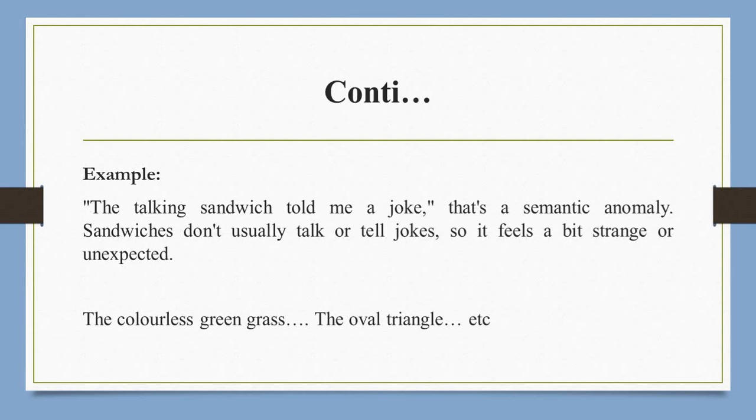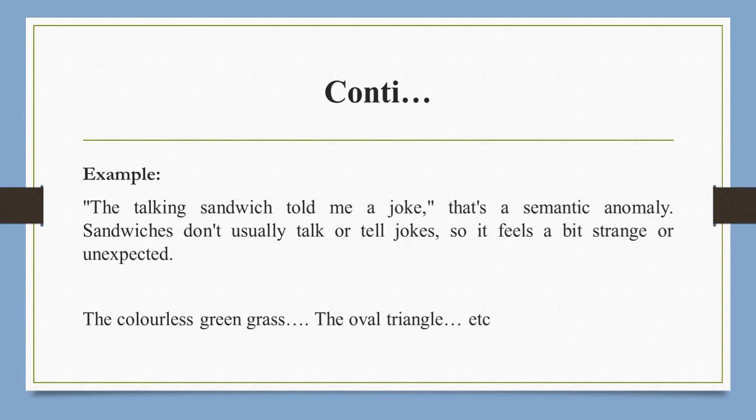Yes, that's right. Sometimes we give human qualities to non-human things as well. That's the way of saying when we use simile or metaphors. That's fine. But when you're taking it in an argument, it doesn't make sense, like it's impossible. So that is semantic anomaly. Sandwiches don't usually talk or tell jokes, so it feels a bit strange.